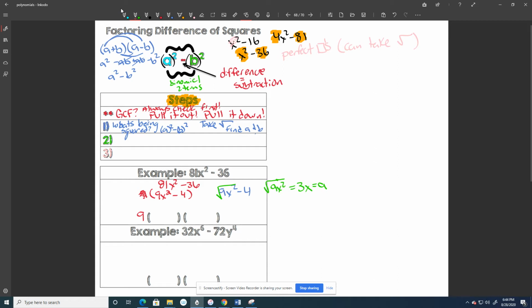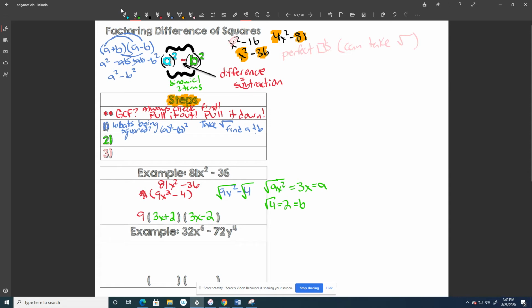And that's actually my A term. That's what's going to go right here under A. So I'm going to just put that in right now. 3x is going to go here. And now if I square root the B, the square root of 4, well, that's easy. That's just 2. And that's going to be my B number. And when I put that one in, the first parentheses, I put a plus. Not plus B, plus 2. The second parentheses, I put a minus 2.